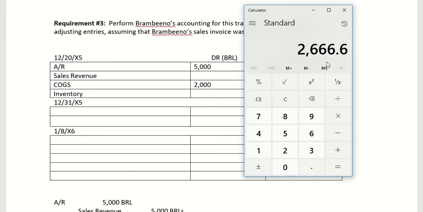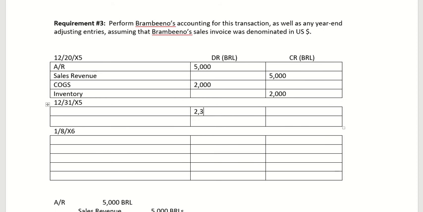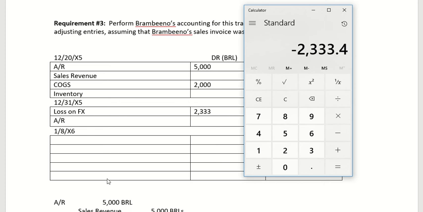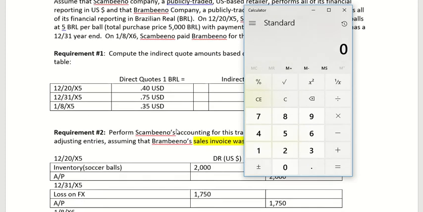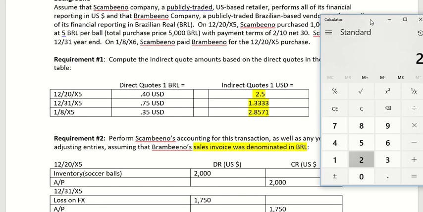This is what our receivables balance is. I lost a substantial amount of money, almost half of what I was going to receive, because I was exposed to foreign exchange risk. So this is the balance of my accounts receivable now. I started at 5,000 BRLs, and now this would be my loss. So 2,333 would be the loss, and my accounts receivable will go down. Loss on foreign exchange, my accounts receivable goes down. Okay, and then finally, we go to settle. We're at this rate of 2.8571, times 2,000 US dollars. My final receivable has now increased to more than I was expecting, to 5714, right?